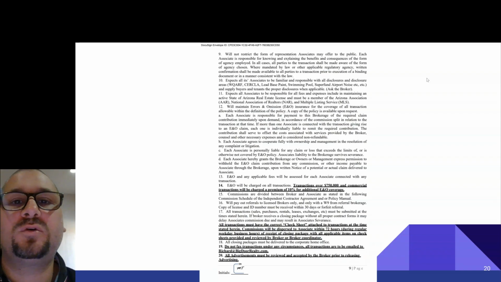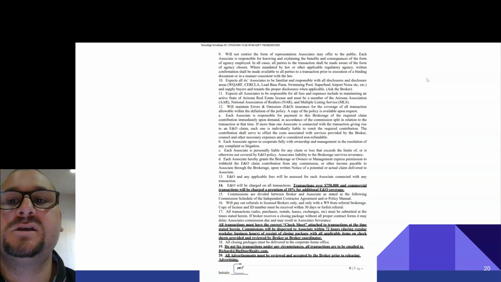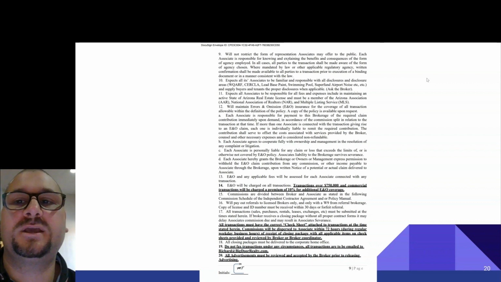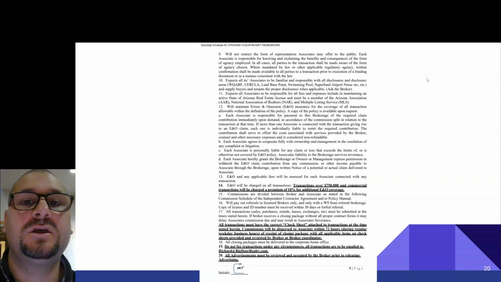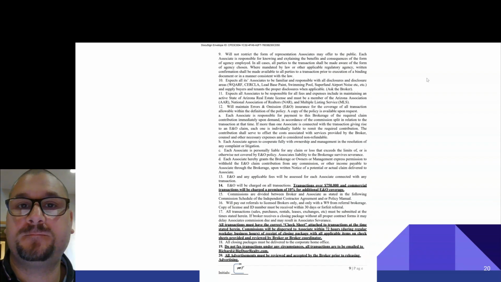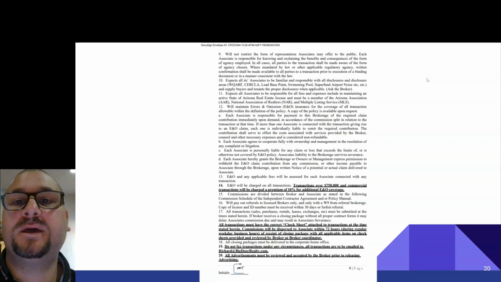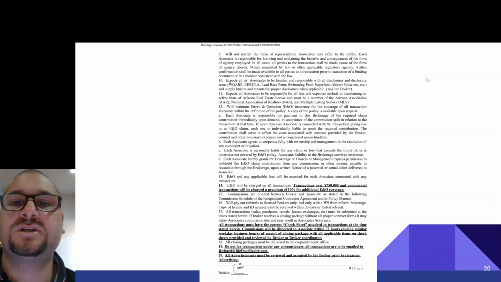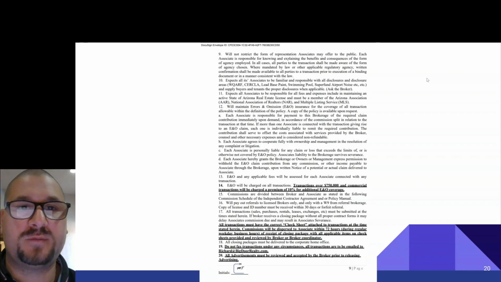Will not restrict the form of representation associates may offer to the public. Each associate is responsible for knowing and explaining the benefits and consequences of the form of agency employed. In all cases, all parties. So again, each associate is responsible for knowing and explaining the benefits and consequences of the form of agency employed. So we have EER, we have EA, right? In all cases, all parties to the transaction shall be made aware of the form of agency chosen.